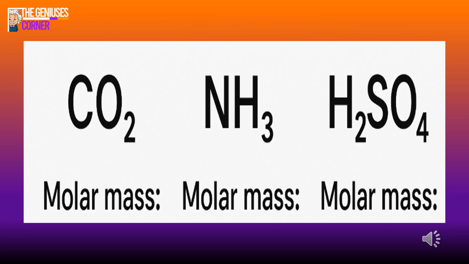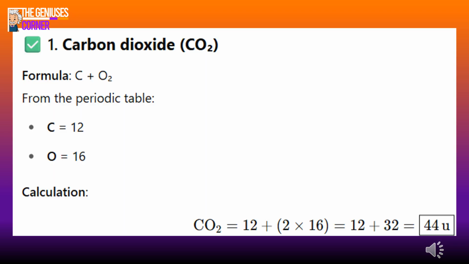So these are the different compounds that we're going to be calculating the molar masses for, and we're going to be looking at them individually. Now, firstly, we look at carbon dioxide. So it's C and O2. If you can check, there's carbon and there's also oxygen.